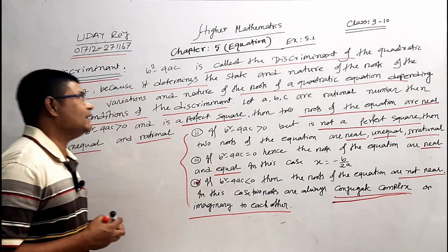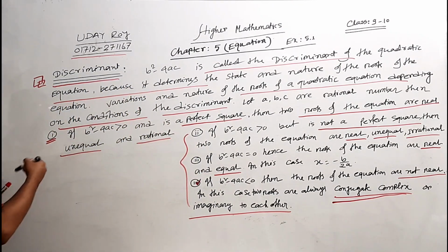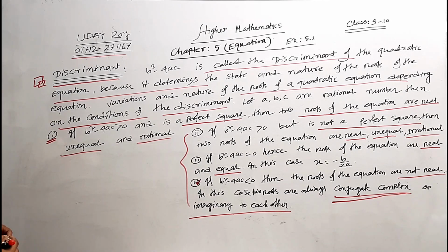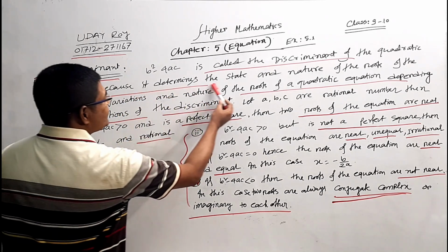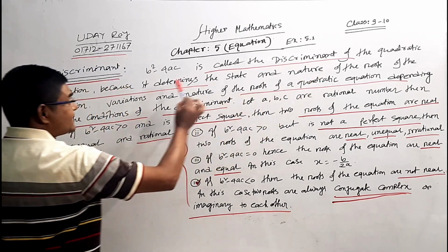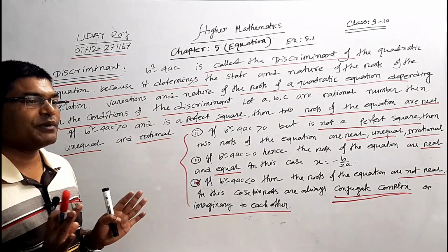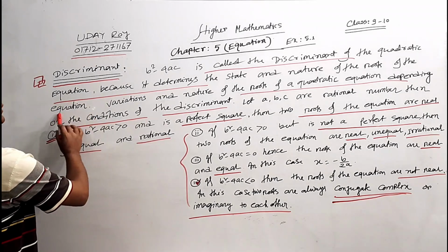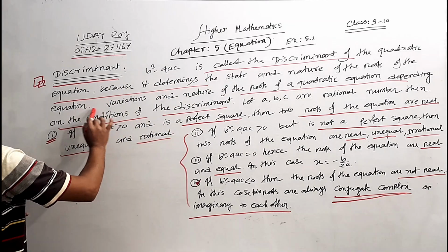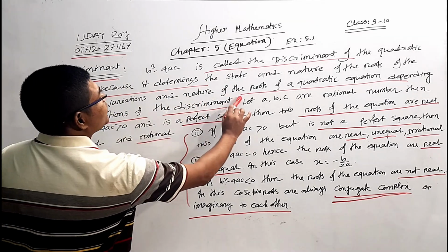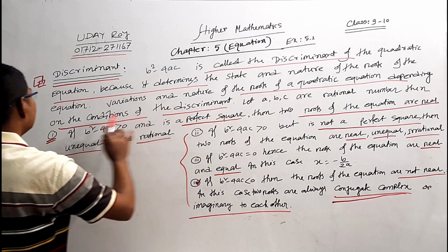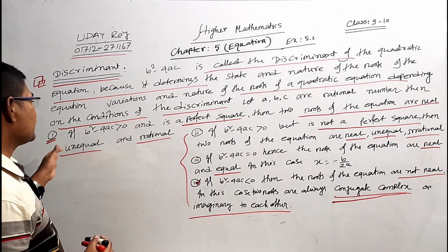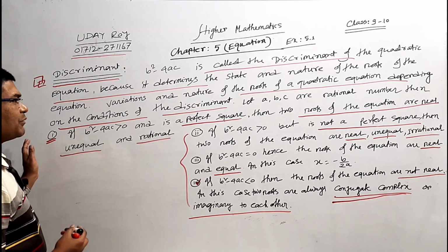We will review again what is called the discriminant. b square minus 4ac is called the discriminant of the quadratic equation because it determines the state and nature of the roots. State and nature, be careful, state and nature of the roots. The nature of the roots of the quadratic equation varies depending on the condition of the discriminant. Here a, b, c are rational numbers.